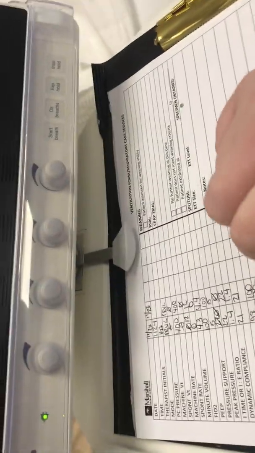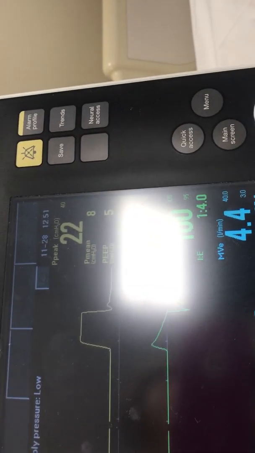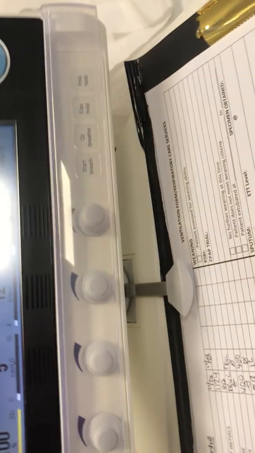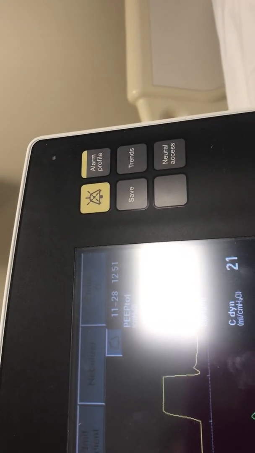The PC pressure is the pressure control. So if we're in pressure control, you'd fill that out, but we're not. The IE ratio is 1 to 1.4, or 1 to 4. Dynamic compliance can be found on here too. It's right there.